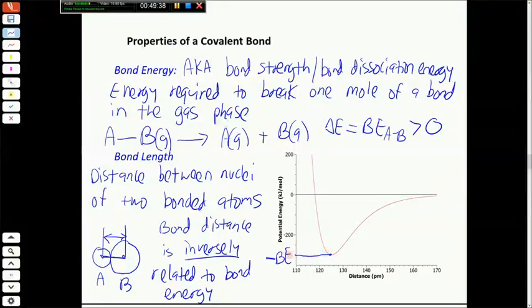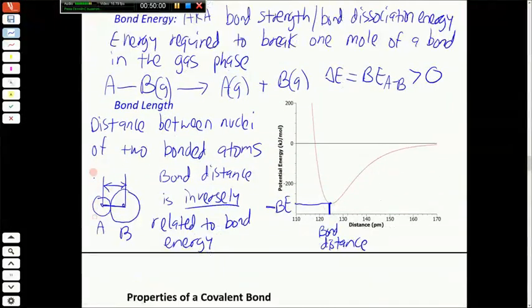If you extrapolate to the y-axis, and then the x-axis value that sits at the bottom of the well is what we call the bond distance. All right, so from these graphs, we can read off bond distance and bond energy. And there's a sample problem in a couple slides that talks about that.